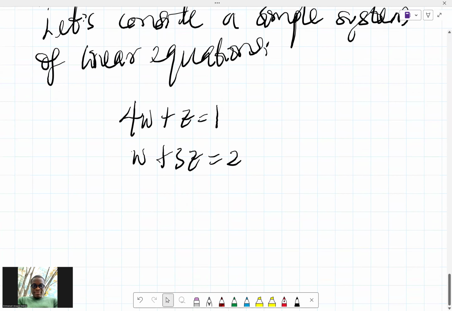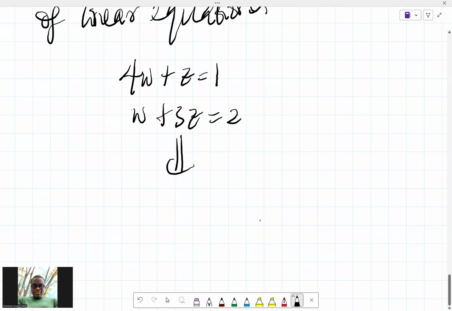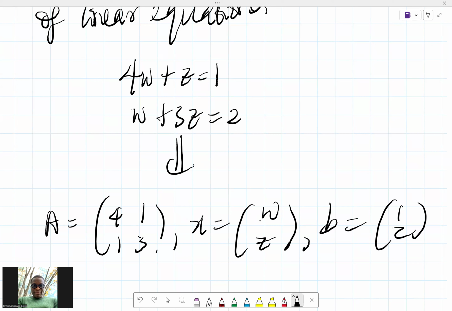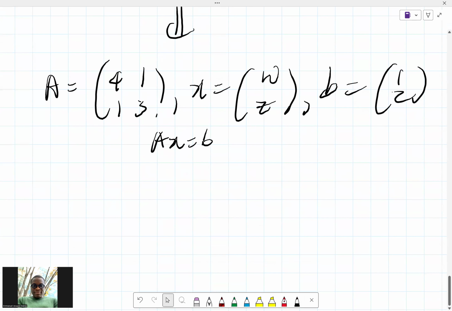If you have this system, of course, in matrix form, A equals 4, 1, 1, 3. Then our x would just be w and z, and our b would be 1, 2. Because we're talking about Ax equals b, that's what that looks like. So with that in place now, we can start solving.